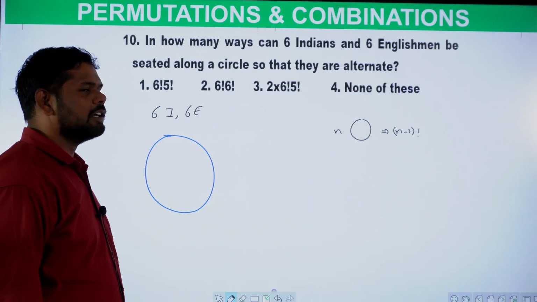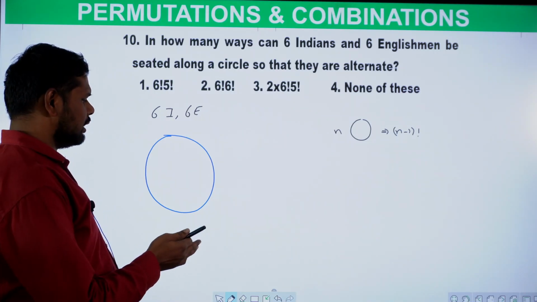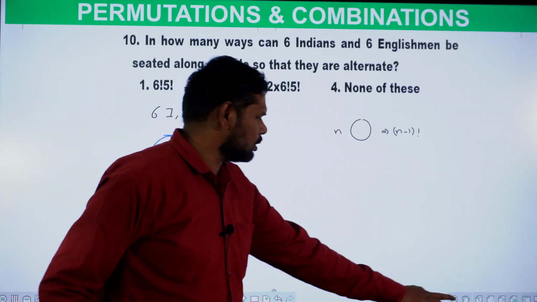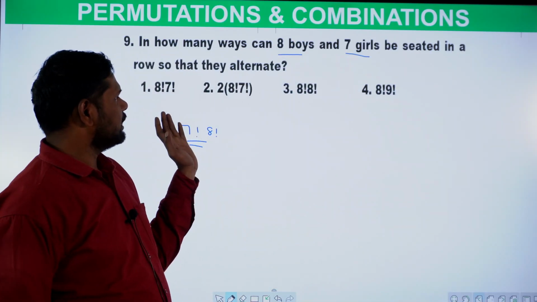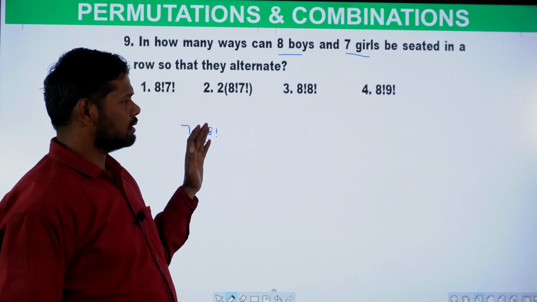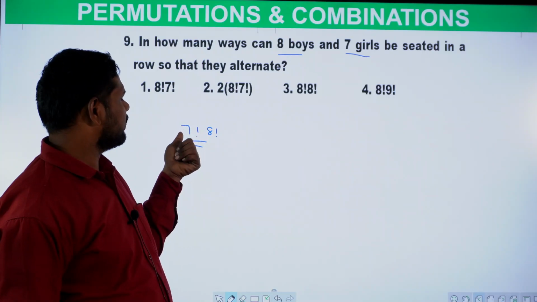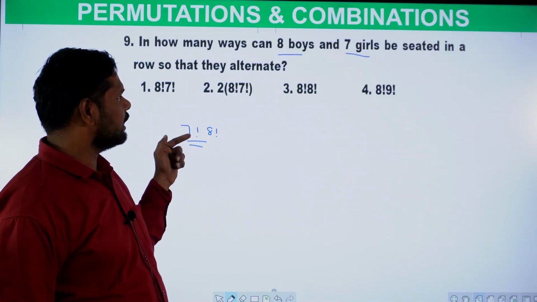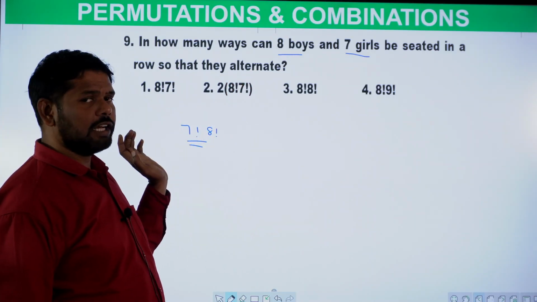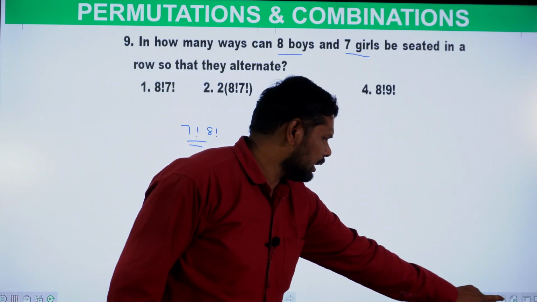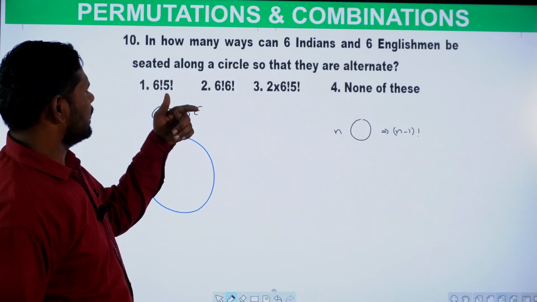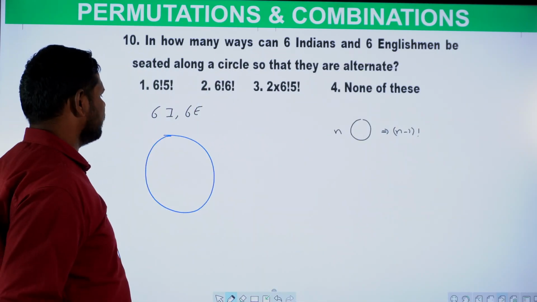So alternate means first we place one group. In the previous case also, first we arrange boys or girls, starting with boy or starting with girl, like that. Here 7 girls are there. First we arrange 7 girls. Gaps are 8. In 8 gaps we can arrange the 8 boys like that. Similarly here you can arrange either Indians or Englishmen first.